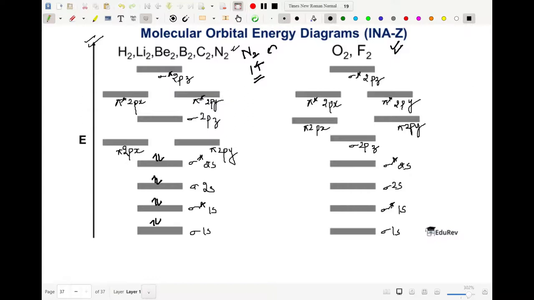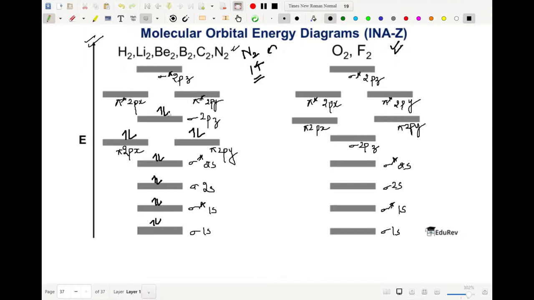Now, while filling the 2px and 2py, I will fill it like this. The orbitals will be singly filled first, and the pairing will not happen unless all the orbitals at the same energy level have been singly filled. That is Hund's rule, okay? So I will be filling it like this. Now I'll be pairing them and I have filled a total of 12 electrons already. I still have to fill 2 more electrons. So those electrons will go into the sigma 2pz, and this is my molecular orbital electronic diagram of the N2 molecule.